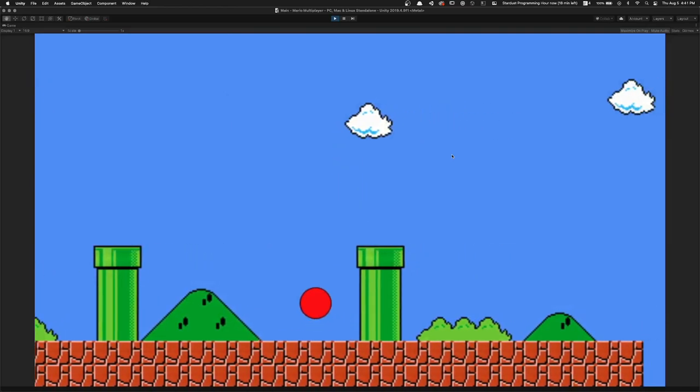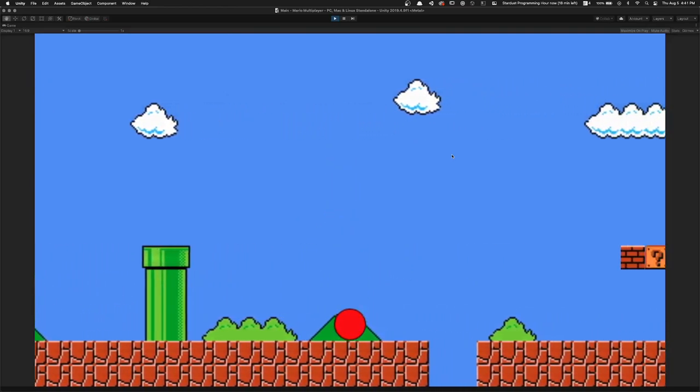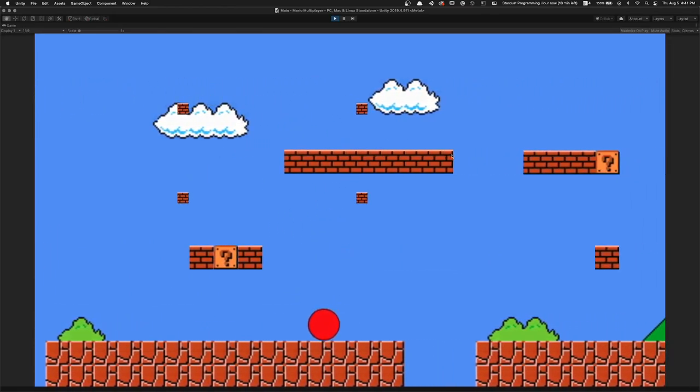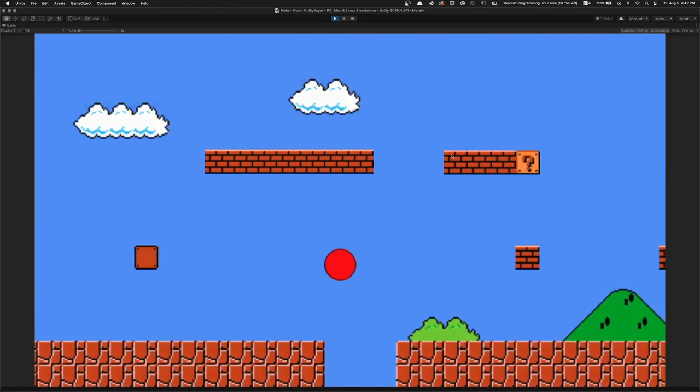Now the world was coming together, but it still felt really lonely. I didn't even have the Goombas and the Koopa on this level to keep me company, and it still felt really lonely.